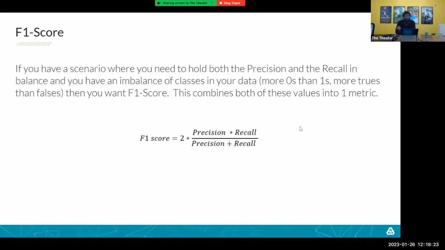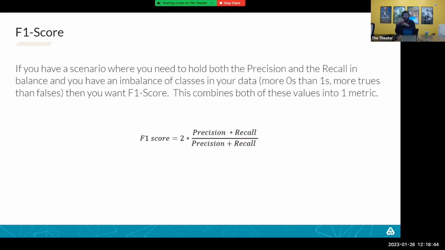Finally, we have F1 score. F1 score is for when you need to deal with both precision and recall evenly. So these two have a trade-off, and as with most things in life and data science, there's always a trade-off, bias and variance. Today's trade-off is precision and recall. This allows us to keep both of them in check.